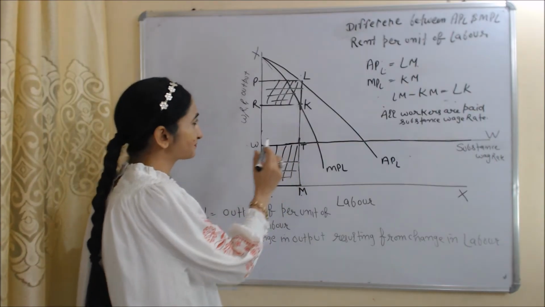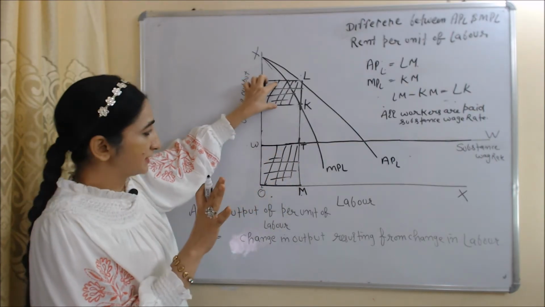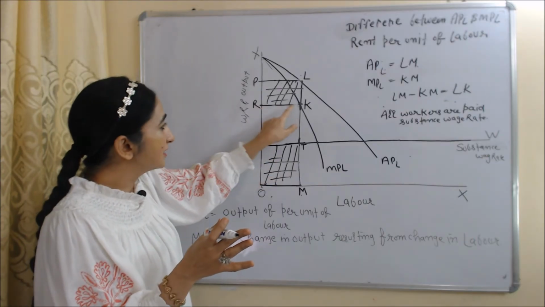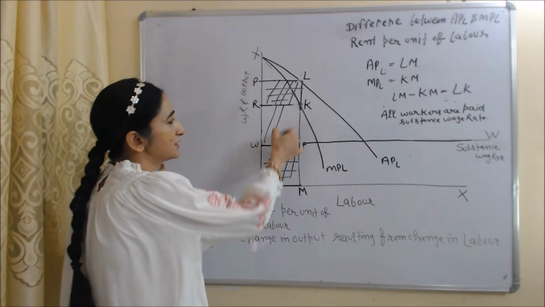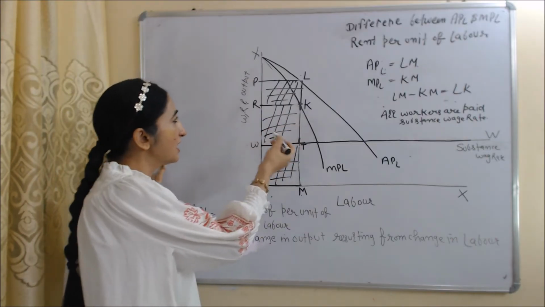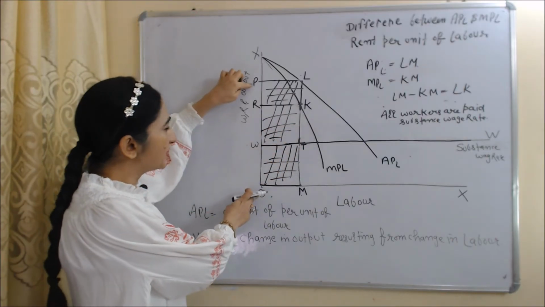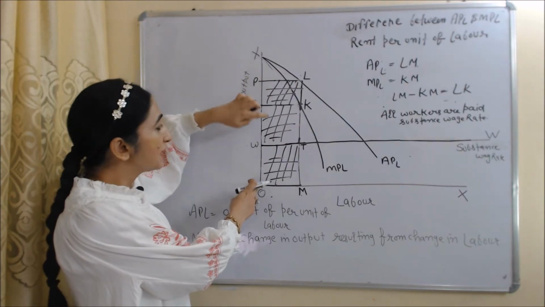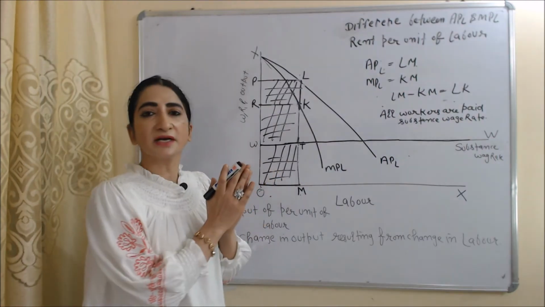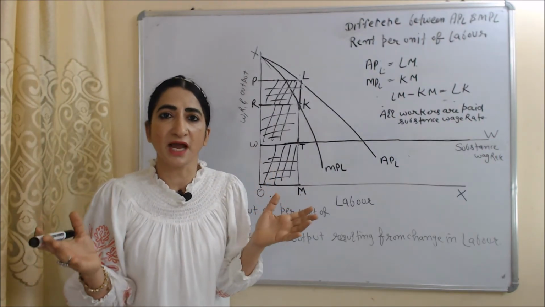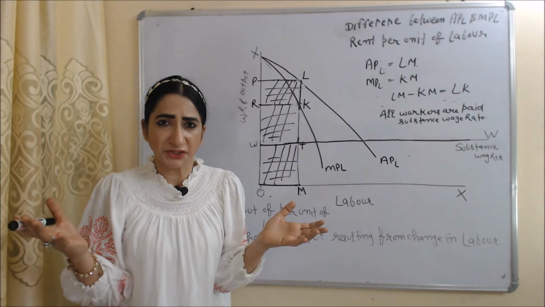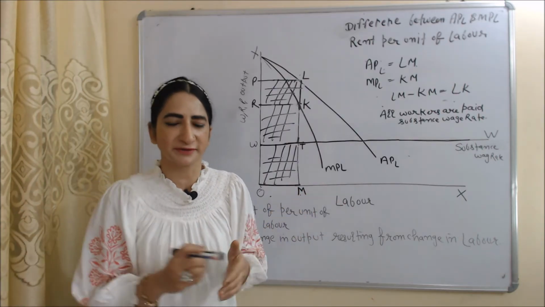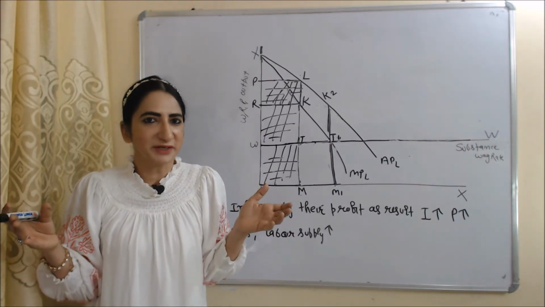So here we see this part represents our rent, this part represents our total wage bill, and remaining RKTW part represents our profit. So here we see how we distribute our OP, total national output, or we can say total national income, among rent, profit and wages. This is our Ricardo theory, which basically describes how we distribute our national income or national output among rent, wages and profit.